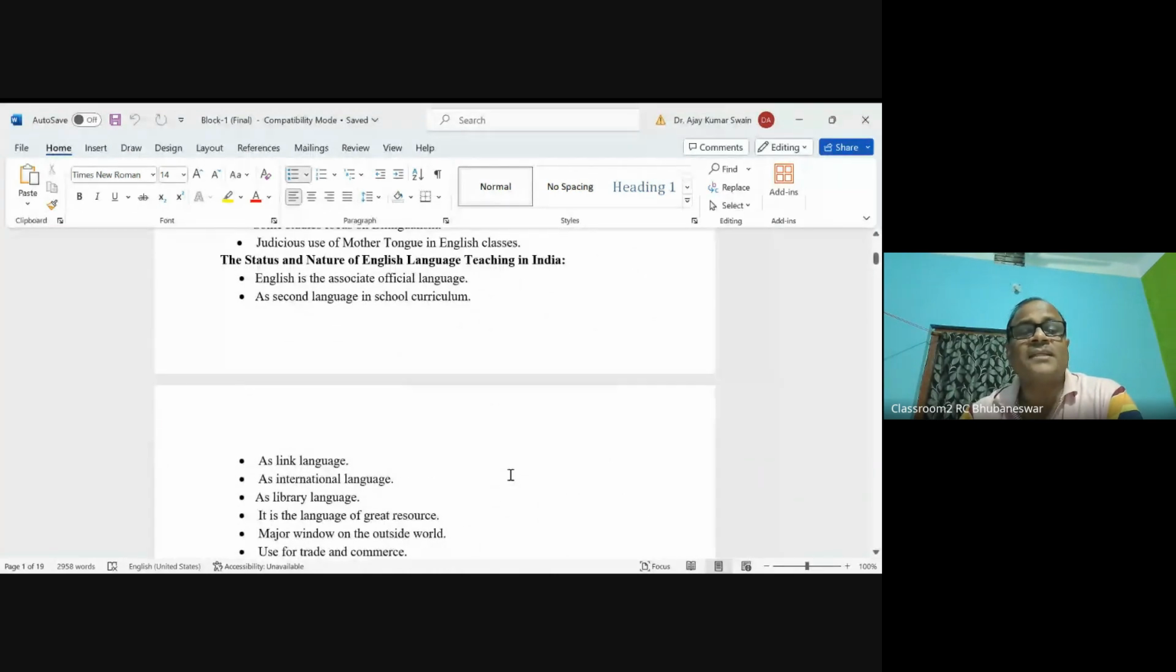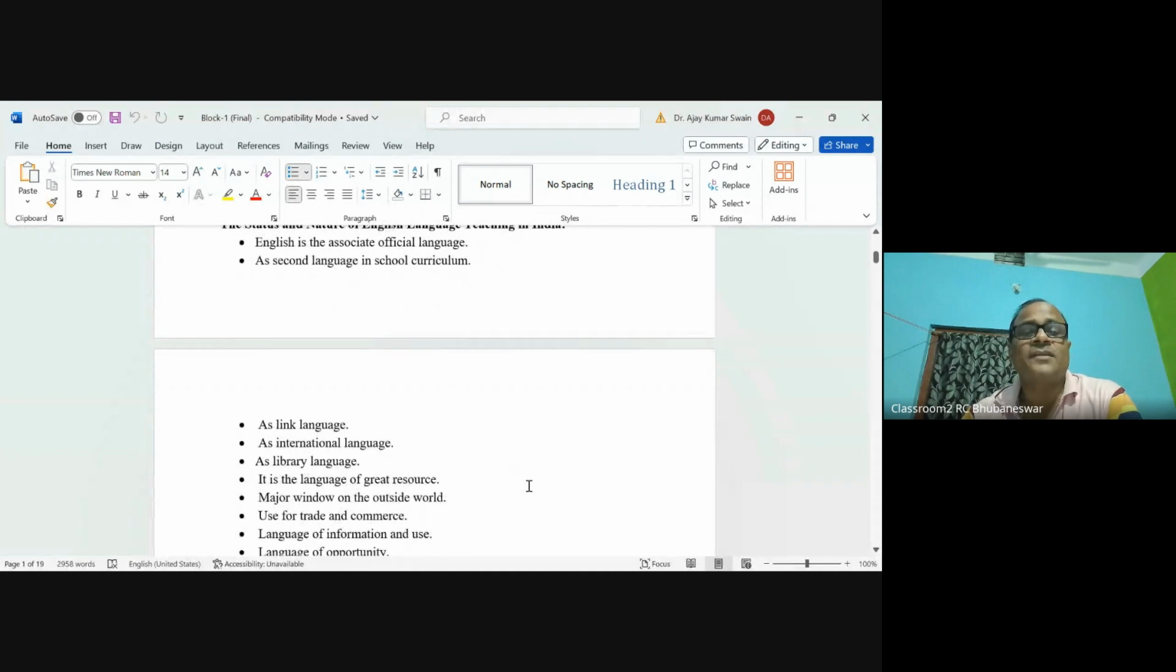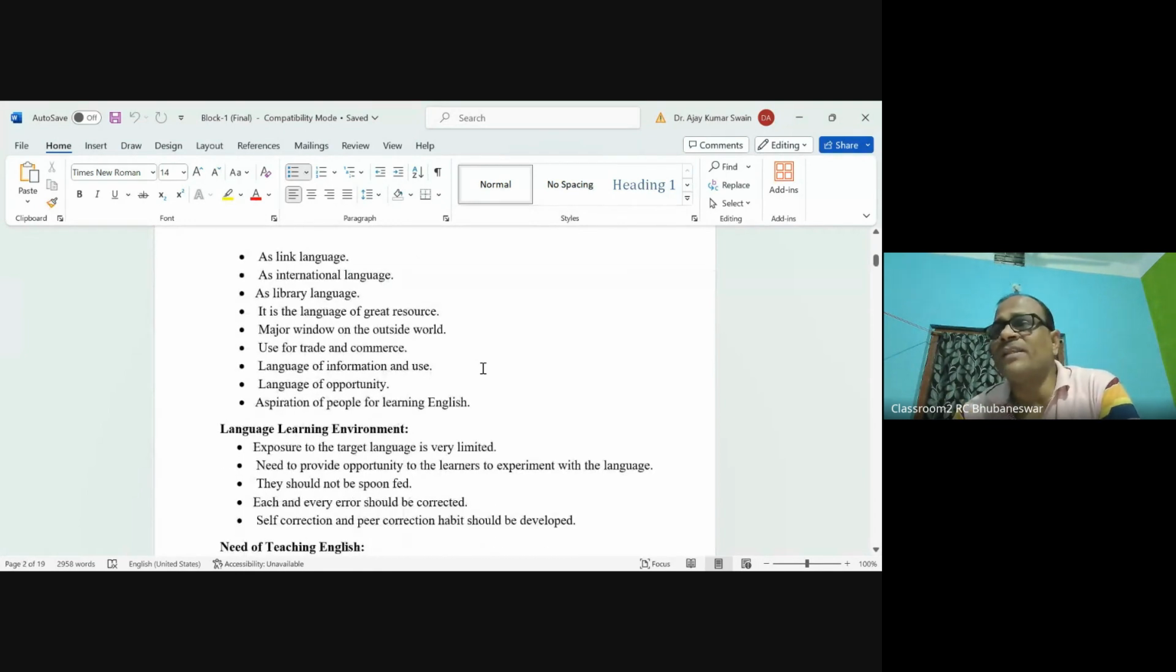Then, what are the status and nature of the English language in India? One status is, as I told you at the very beginning of the class, English is the associate official language. As a second language in the school curriculum, English is a link language. So it develops the link between state to state, and communication from country to country. So, link language.